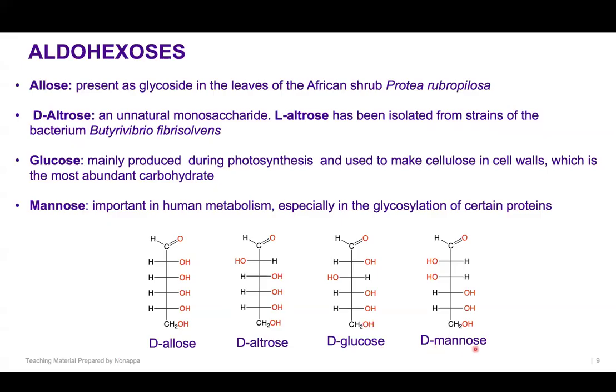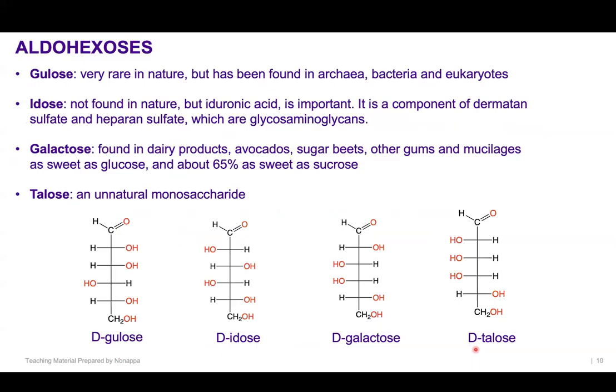Mannose is also an important hexose or monosaccharide, which is particularly important in metabolism and also in certain proteins, or glycoproteins. Another very rare hexose is gulose, which is found in some archaea or bacteria, but not abundantly.